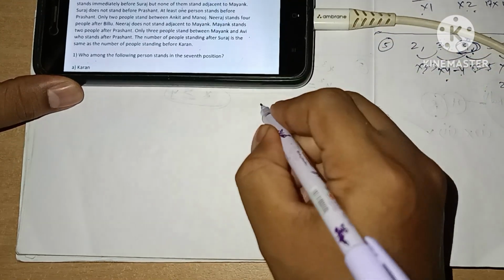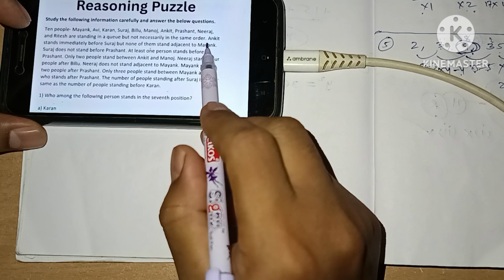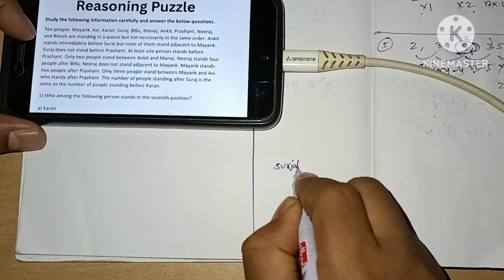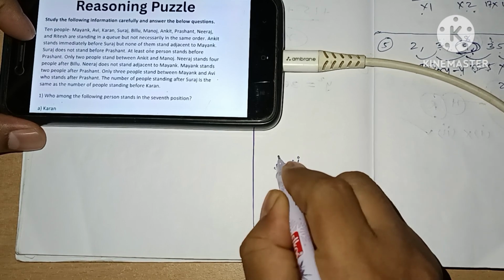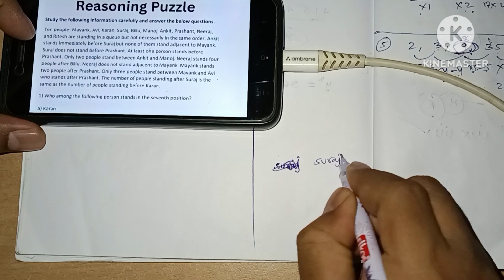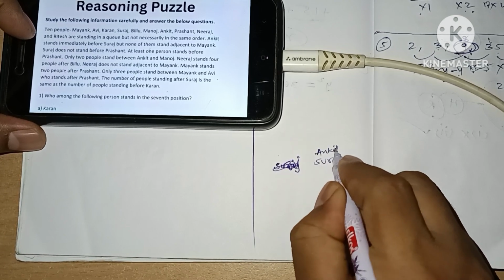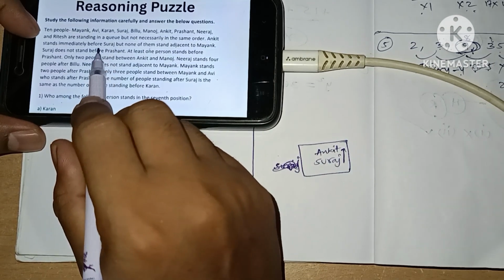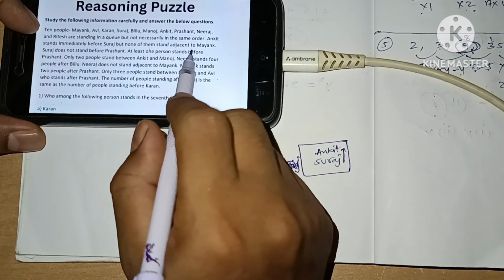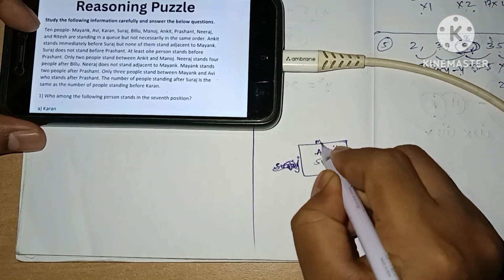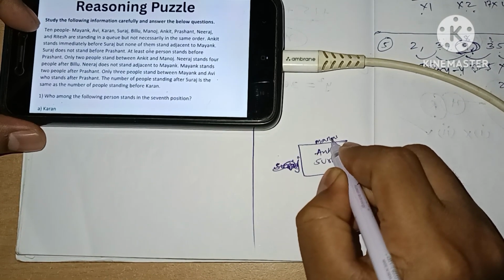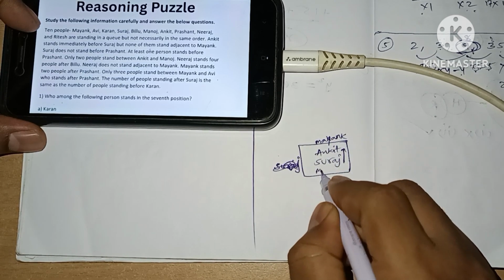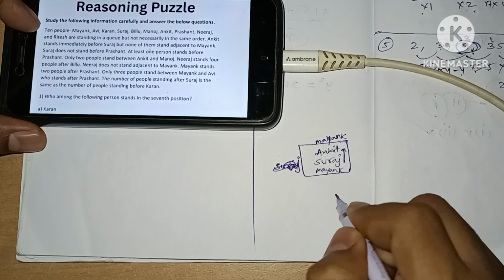Okay, let's note the rough statements. Ankit stands immediately before Suraj. Immediately before Suraj is Ankit. Okay, next one. But none of them stands adjacent to Mayank. So Mayank cannot be placed in the above or in the below of these two people.